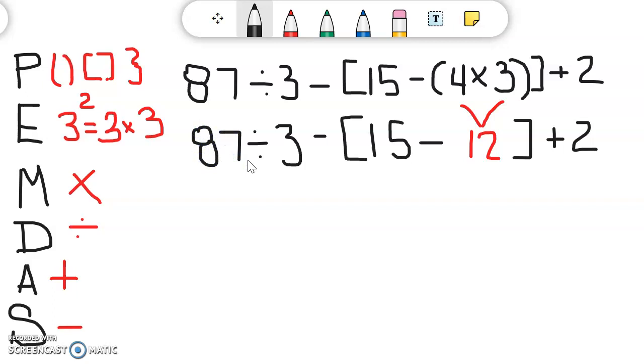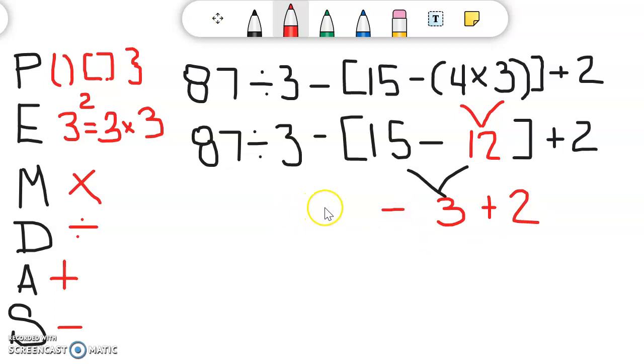And now I'm not done with step 1 because I still have brackets left in my problem. So I have to now go to 15 subtract 12. And 15 subtract 12 is 3. So now my brackets are gone. So I'm going to bring down the plus sign and the 2 to the far right. I'm going to bring down the subtraction sign and then the 3 and then the division sign and then the 87.